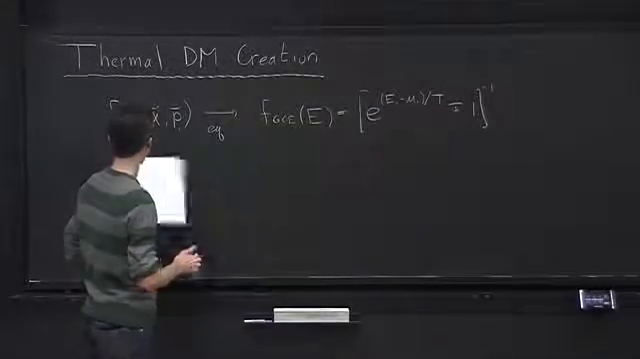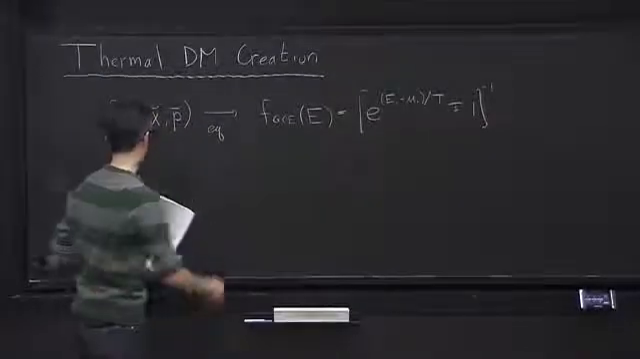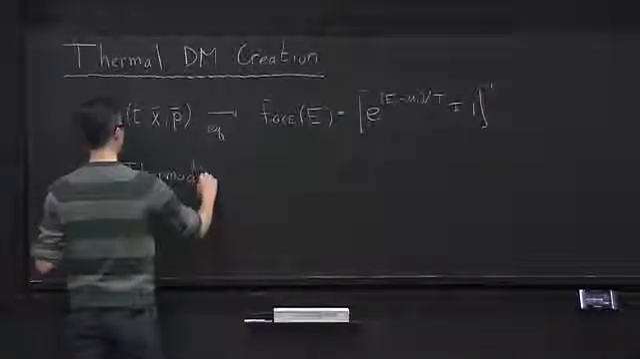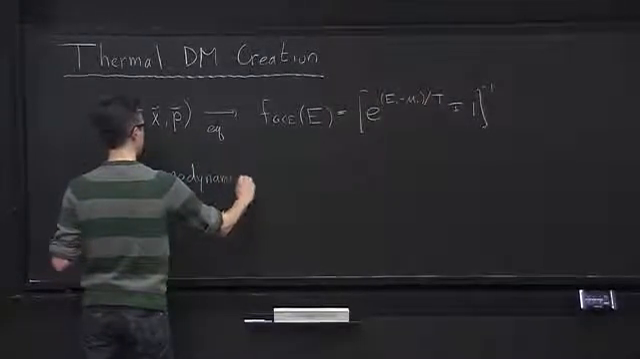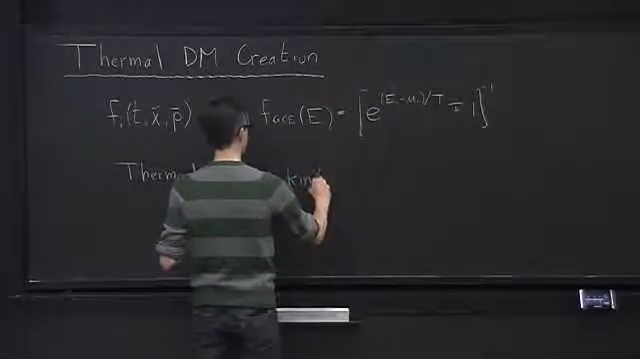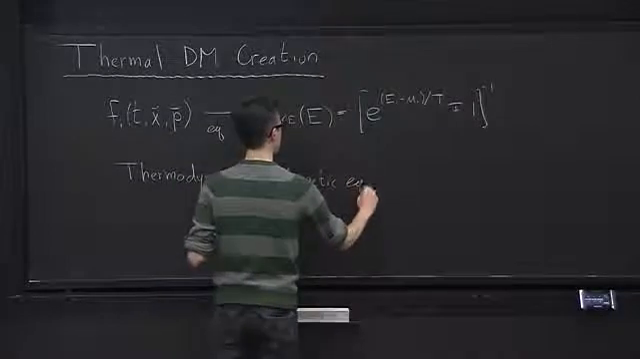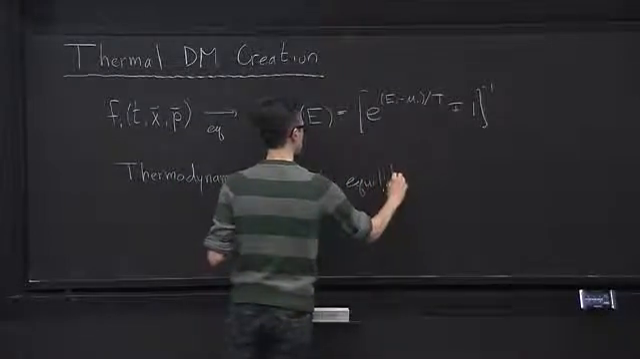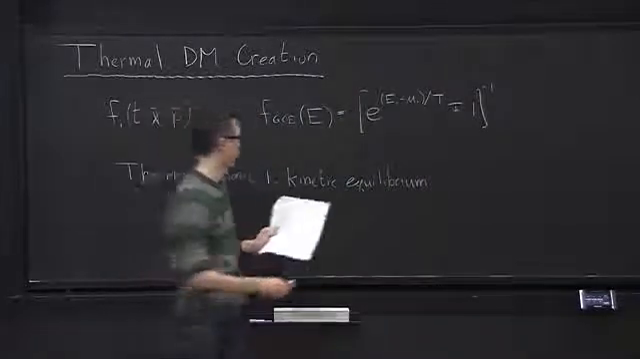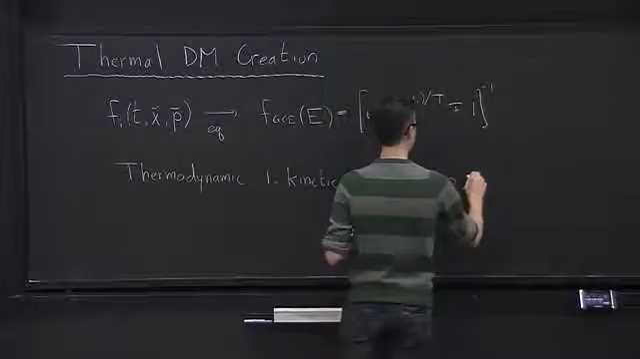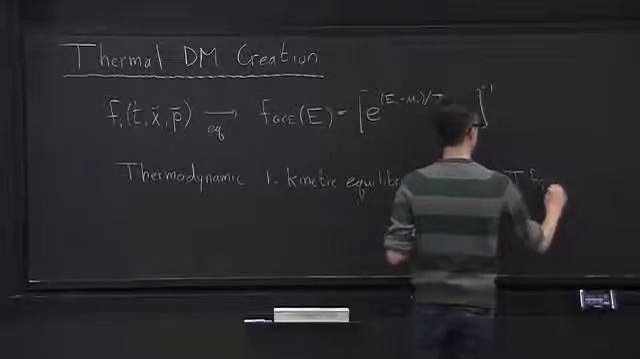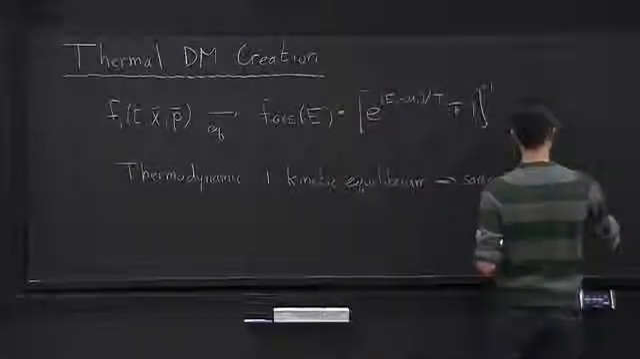There are two aspects to full thermodynamic equilibrium, and I'll talk more about this when I get specifically to freeze out. The first aspect is kinetic equilibrium. And kinetic equilibrium for everything just means that I have effectively, in this distribution, the same temperature for all species.